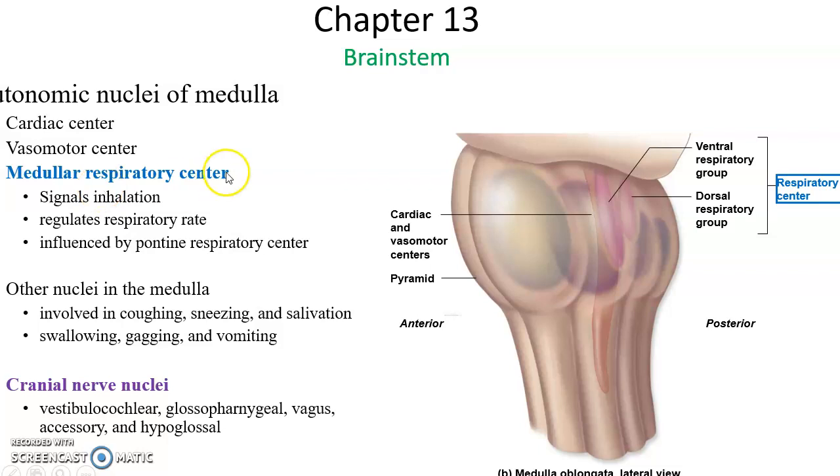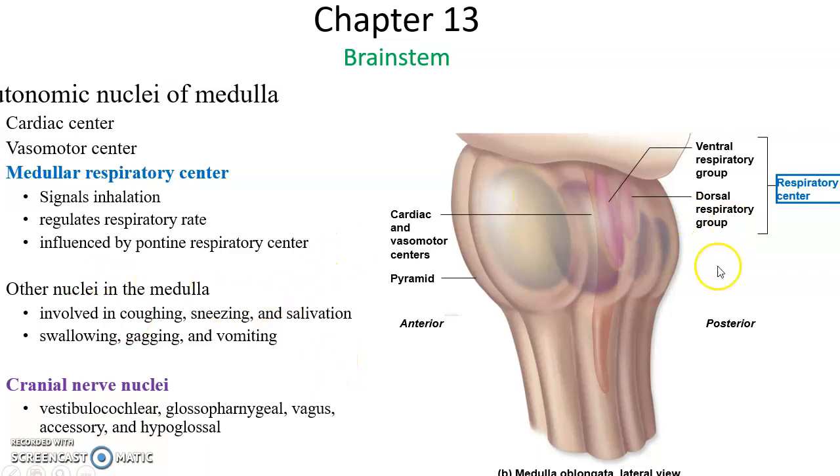There's also the medullary respiratory center. The medullary respiratory center helps to signal inhalation. So it regulates and initiates respiration. So it tells those muscles like the diaphragm to contract to allow expansion of the lungs and air to enter the lungs. And this is, of course, influenced by the pontine respiratory center so that we don't overinflate.